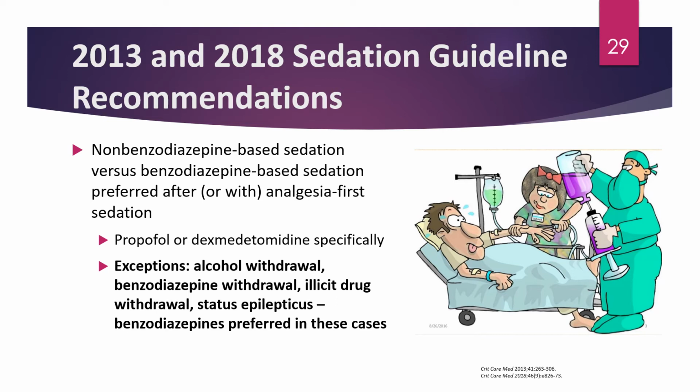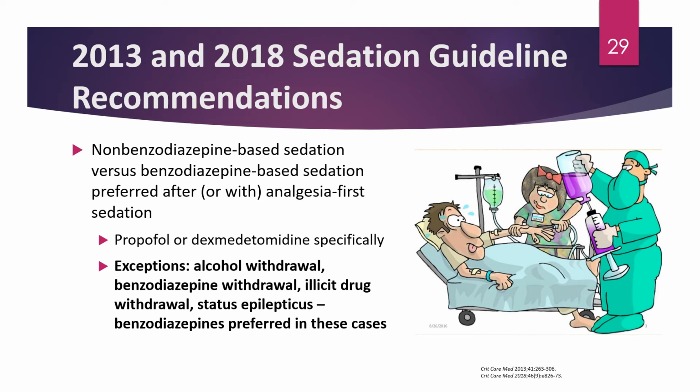Dexmedetomidine can be used in other cases such as ICU delirium, which typically will develop after a few days. It's not necessarily something that develops immediately as soon as you get to the ICU. This takes a little bit of time to develop. So we want to use propofol or dexmedetomidine preferentially second after fentanyl.